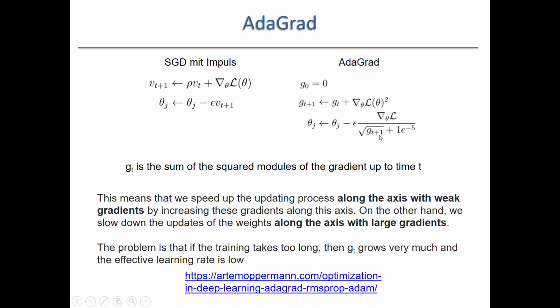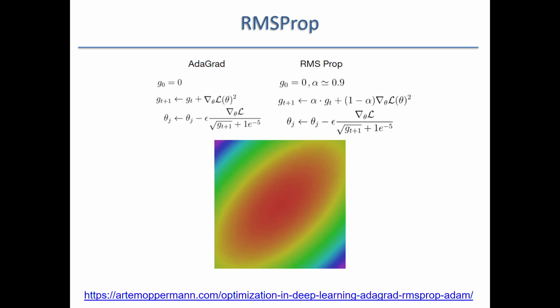There is a problem with this modification. That is, if you are training for too long, then there are thousands of iterations, and you are accumulating too much, and at some point this term is very large, and then you don't allow the step to go far, even if the gradient locally is small. So this Adagrad was one step further, but then we can combine the two.